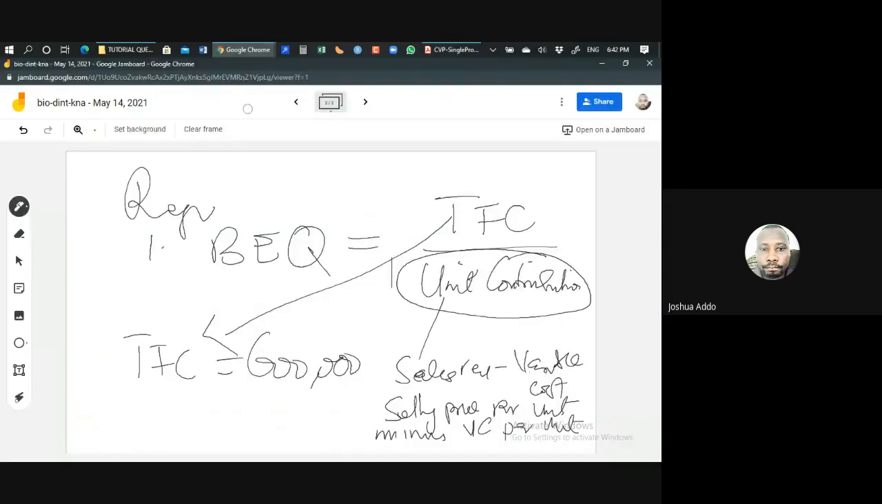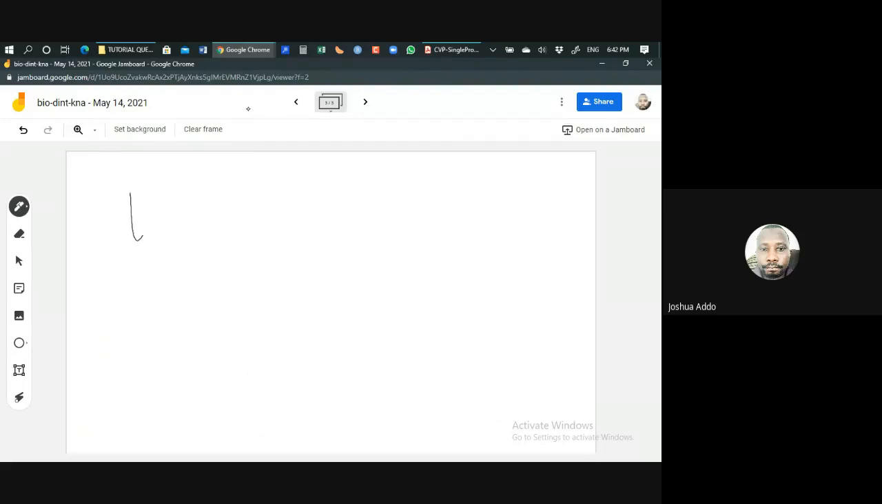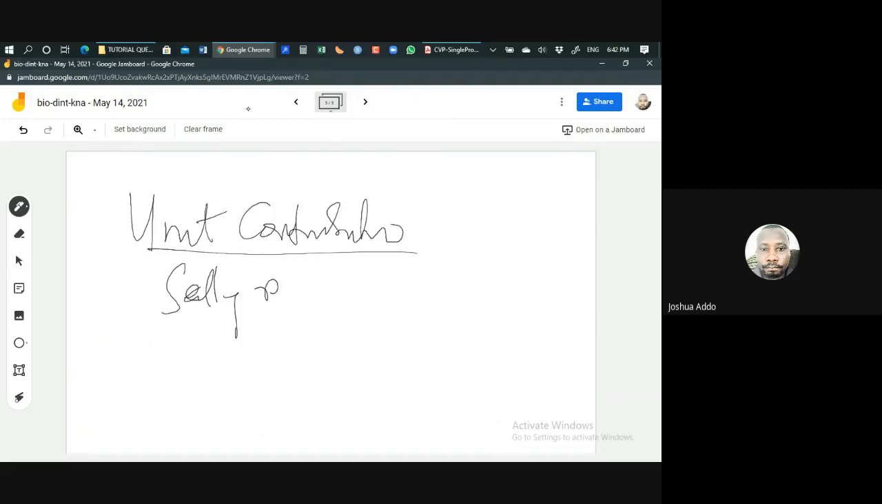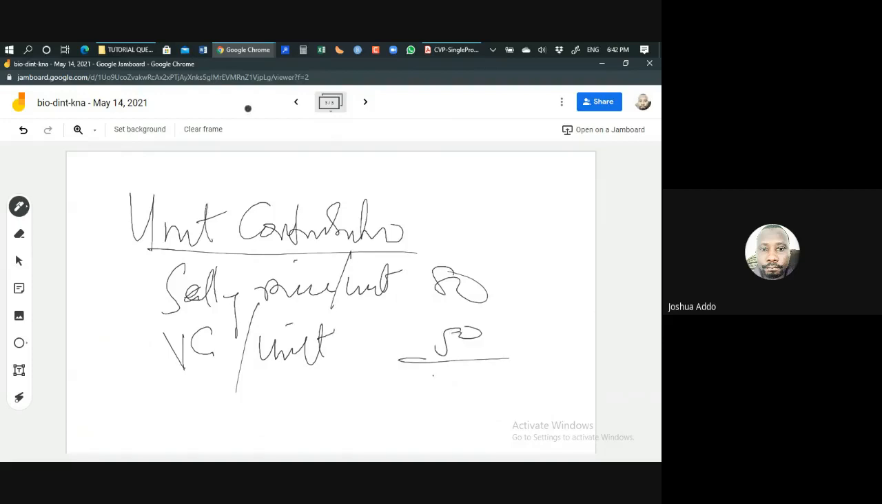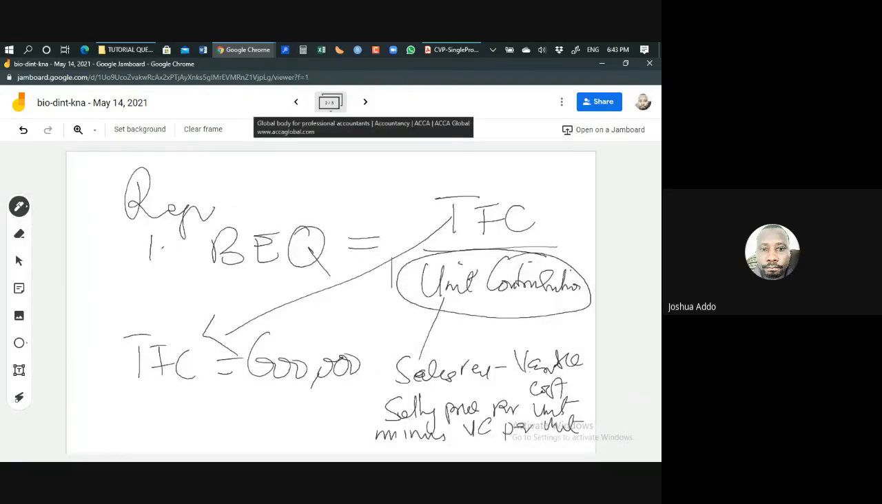So when we come back to our drawing board, our unit contribution will be selling price per unit of 80 Ghana minus variable cost per unit of 50 Ghana. When you subtract 50 from 80, what do you get? 30. Yes. So 30 is our unit contribution. Now let's go back. We said break-even quantity is the whole of this formula.